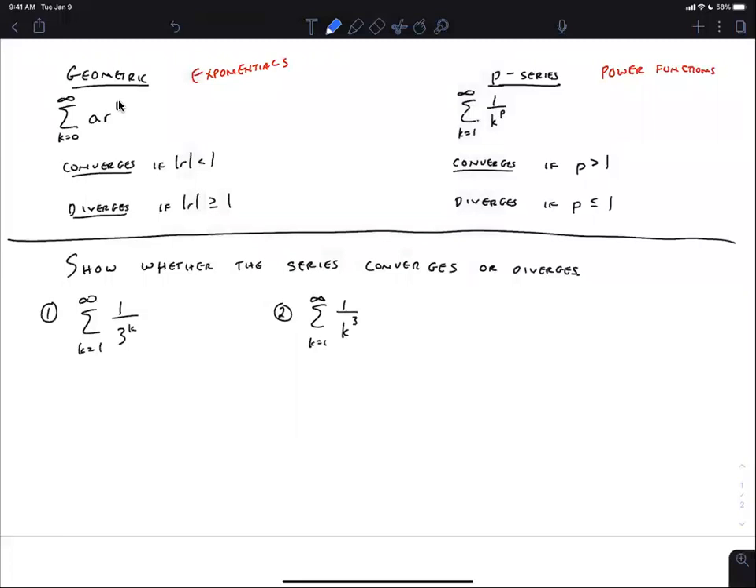When we do this problem, we're going to rewrite this as the sum k equals 1 to infinity of 1/3 to the k. Does that make sense to everybody? We could do that because 1 to the k is the same as just 1. So 1 over 3 to the k is the same thing as 1/3 to the k. And so now that's geometric. It's in this form up here.